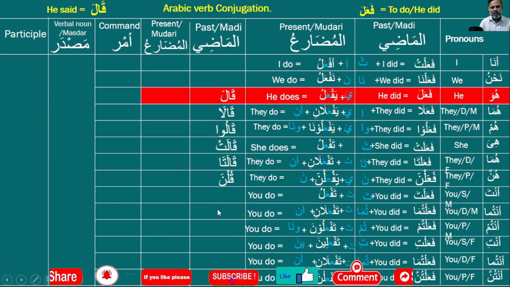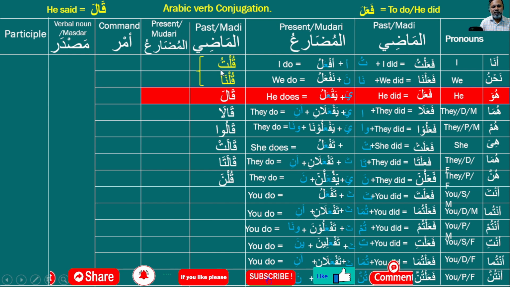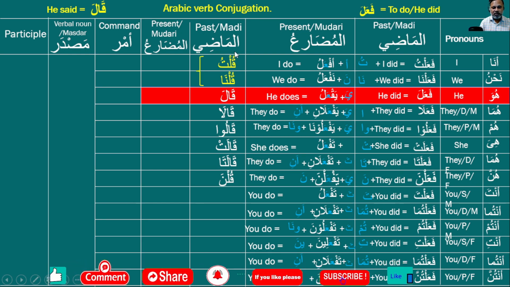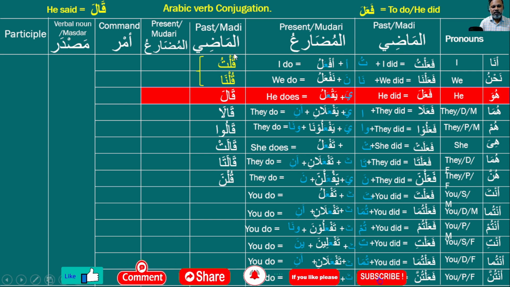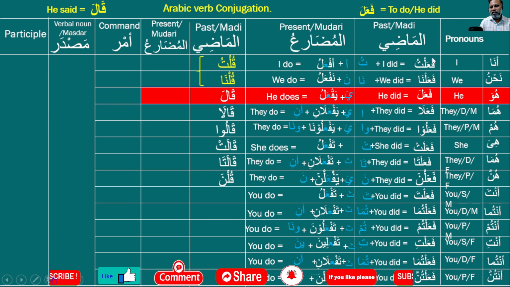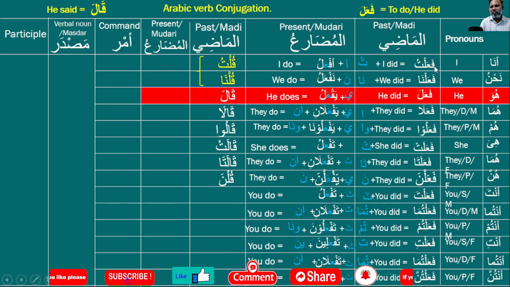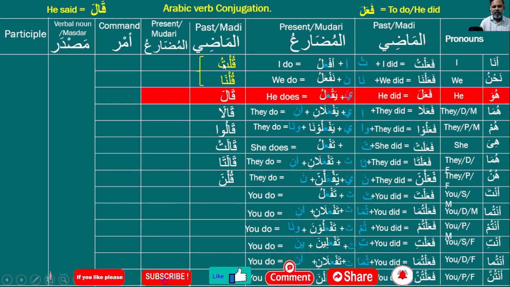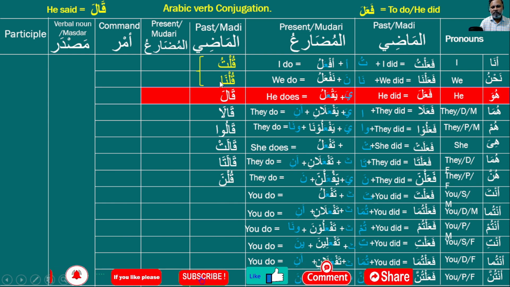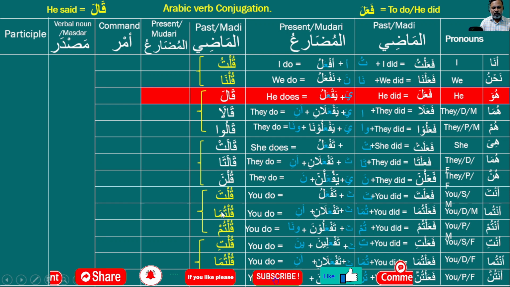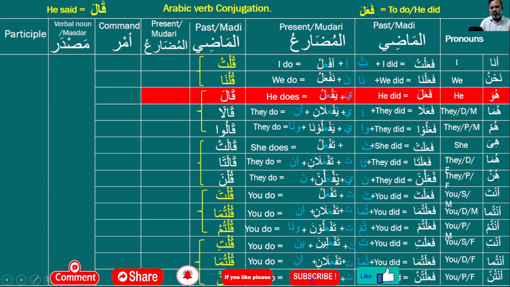Now the difference starts from the first person and second person. The conjugation will start with dhamma instead of fatha. Here our standard formula is fa'altu, fa'alna, but here it is kultu, kulna. This is the difference. And the second person also will start with ku: kulta, kultuma, kultum, kulti, kultuma, kultunna.